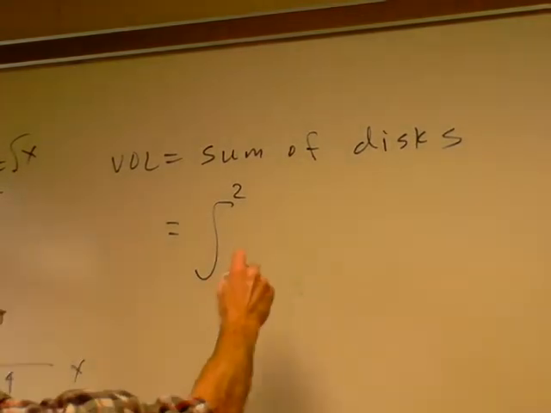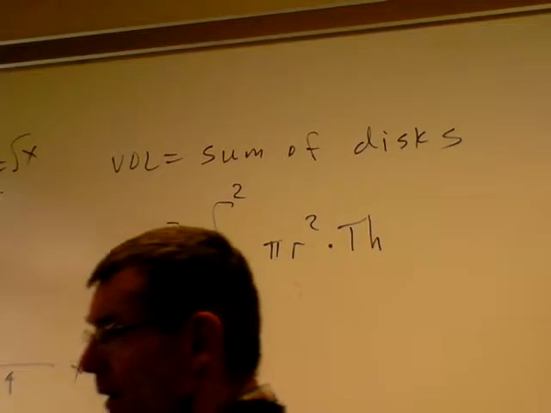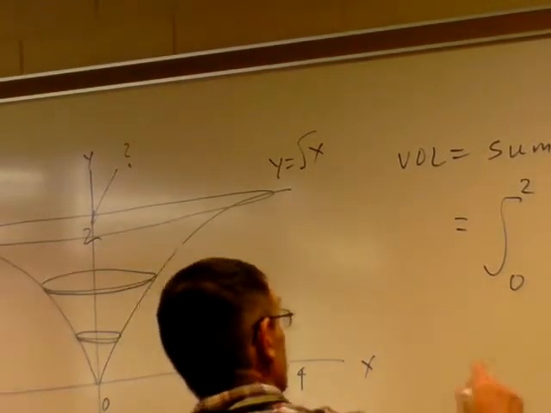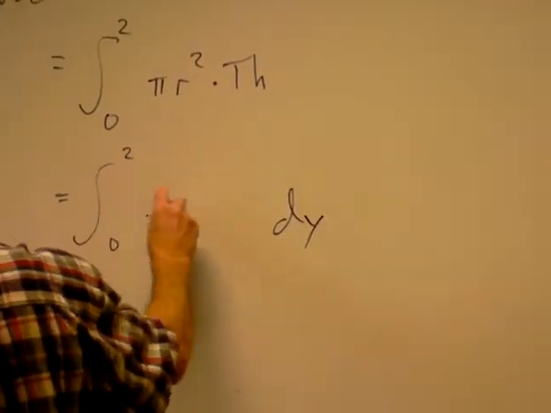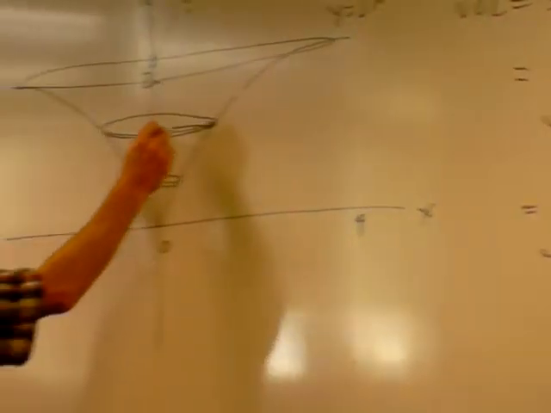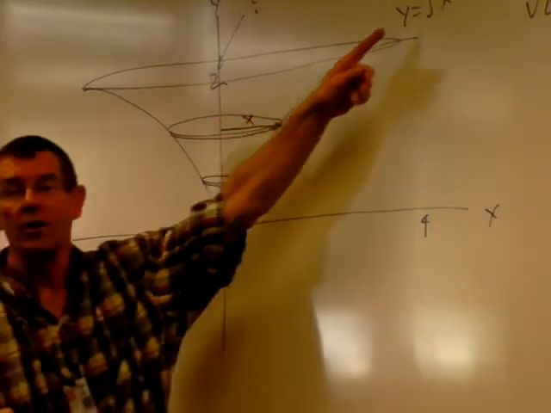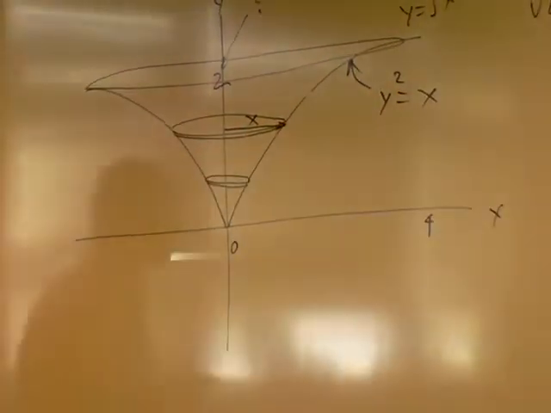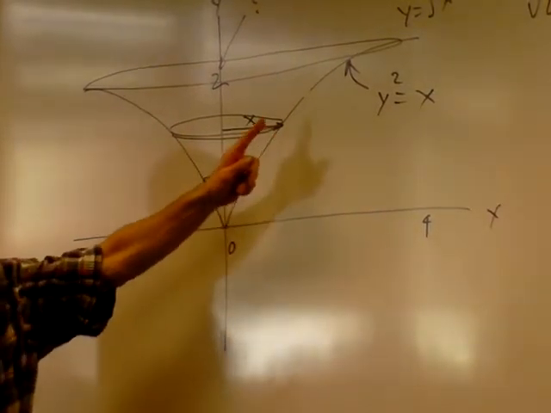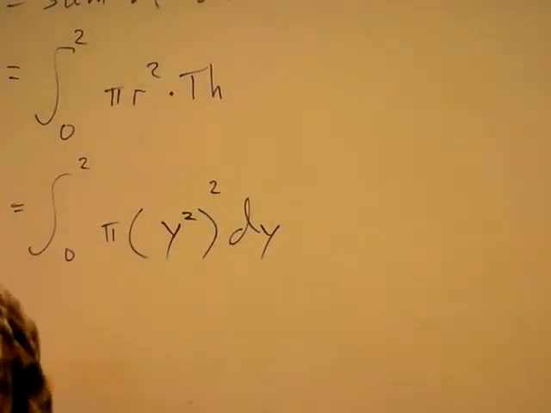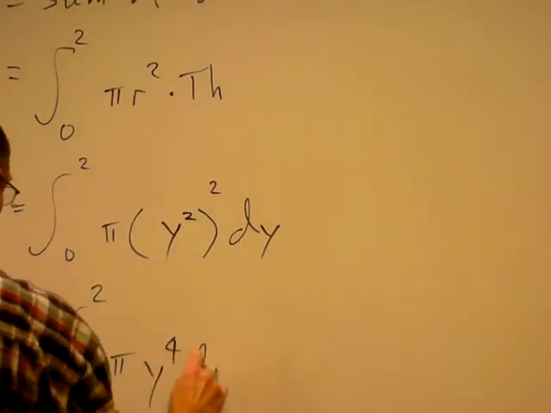Now, what are we adding? We're adding disks. So disks are pi r squared times thickness. Okay, here's where the change comes in, though, because what is our thickness? Our thickness is now dy, so that means everything has to be in terms of y. So when you put the radius and square it, it has to be in terms of y. Here's our radius. This radius is x. So x in terms of y would be y squared, because y equals the square root of x can also be written as y squared equals x. So the radius is the x value, and the x value is y squared, so this becomes y squared squared. Okay? Which gives you the integral from 0 to 2 of pi y to the 4th dy.